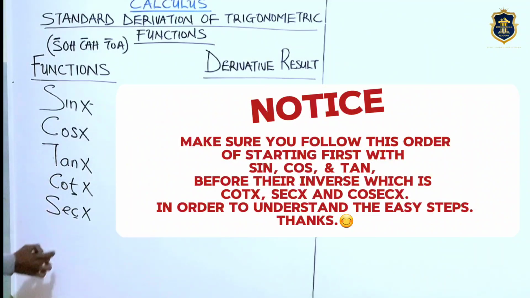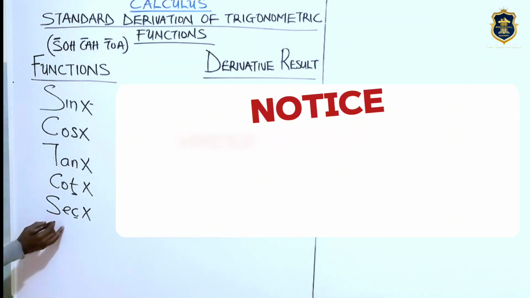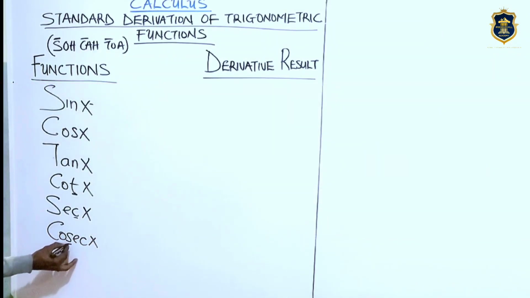So starting with this. Next should be what? The inverse of what? The inverse of sine, which is what? Cosec x. Look at the third letter: 1, 2, 3. S starts with this.